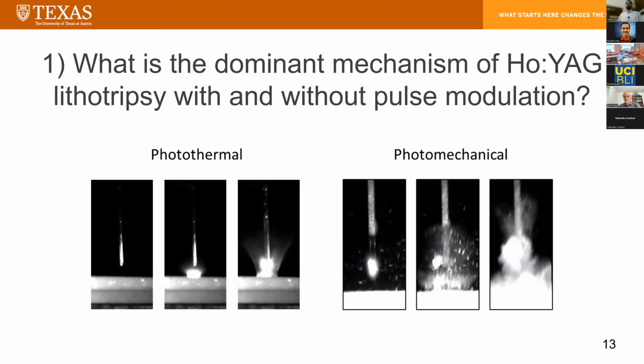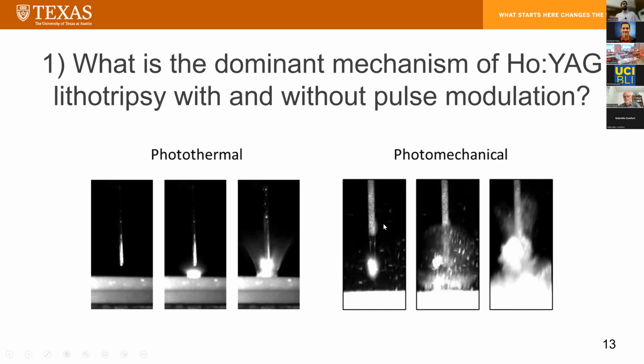First, we wanted to better understand what the dominant mechanism is in this pulse modulated lithotripsy. There have been two main mechanisms proposed for laser lithotripsy. First is photothermal, which I showed on the left here. In this case, here's the optical fiber and the stone surface, and this is all done in air. So the only interaction we have here is the laser light directly hitting the stone, heating it up, causing this explosive vaporization, which removes the material.